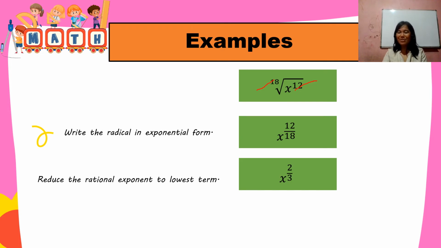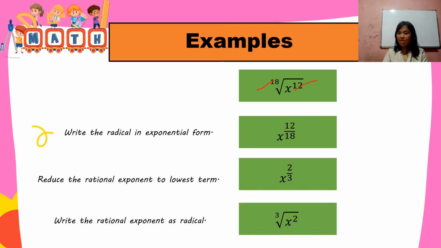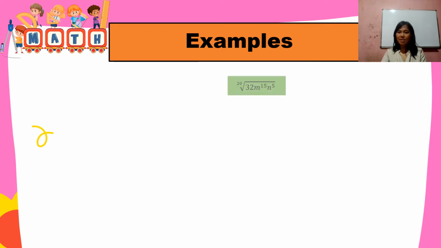Okay, pagkatapos, balik ka na sa radical. Yung exponent, yung index mo will be 3, tapos yan. So, yan na yung pinaka-sagot. Okay? Alright, so isa pang example.